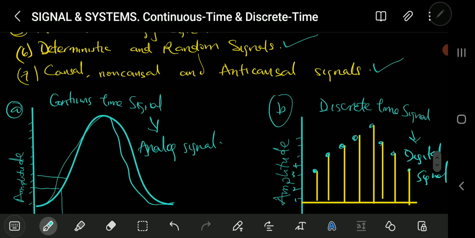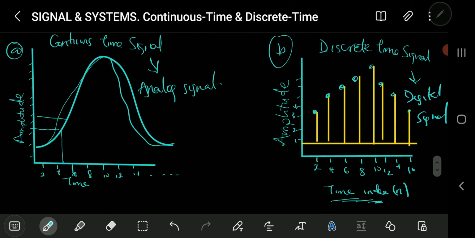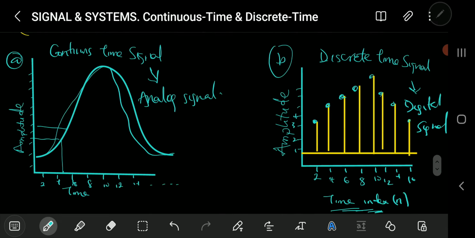In the next video, we've looked at the continuous and discrete signals, these two at once. So the next one we're going to be looking at is the periodic and aperiodic signals. We are going to be looking at the difference between the two.